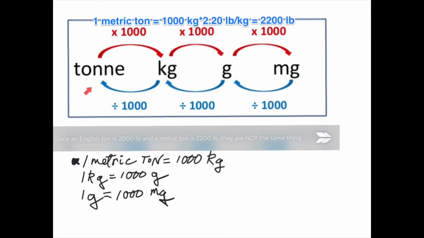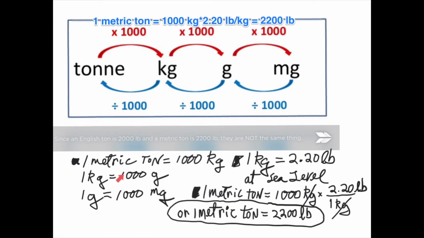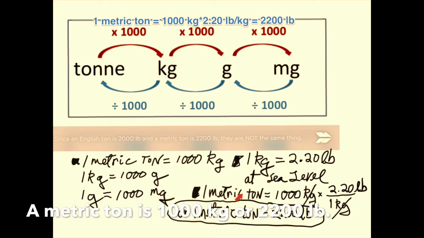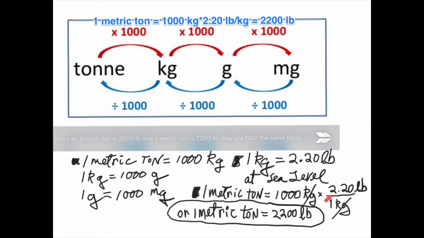What we now have is that 1 metric ton, or tonne, is 1,000 kilograms. We also have that 1 kilogram is 1,000 grams, and that 1 gram is 1,000 milligrams. Combining the fact that a metric ton is 1,000 kilograms by definition, and that a kilogram is 2.20 pounds at sea level, we can convert a metric ton from 1,000 kilograms to 2,200 pounds. In conclusion, since an English ton is 2,000 pounds and a metric ton is 2,200 pounds at sea level, they are not the same thing.